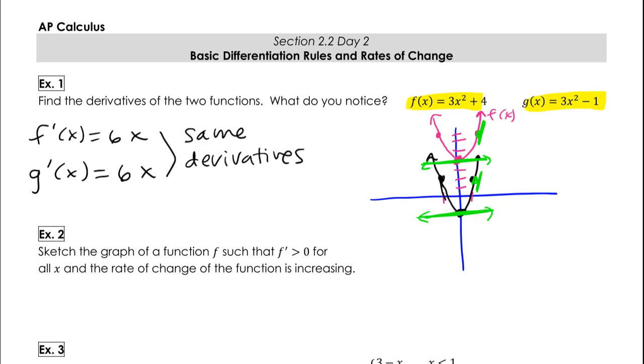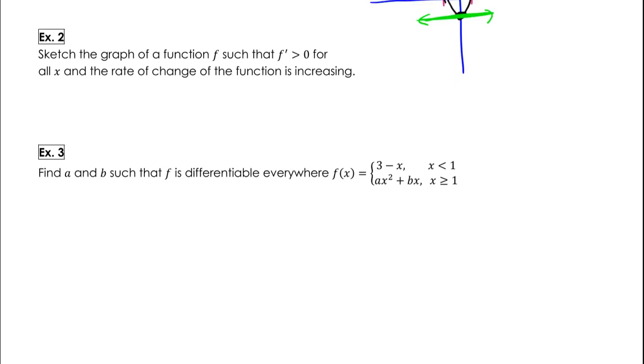We can have different functions that have the same derivatives because at any given x, like the ones we just looked at, here and here, they have the same slope. Or if we look at 1 and 1. You could do the same thing and look at -1 and -1. You can see that they have the same rate of change. Okay, that was just kind of a neat problem. Let's go on to 2.